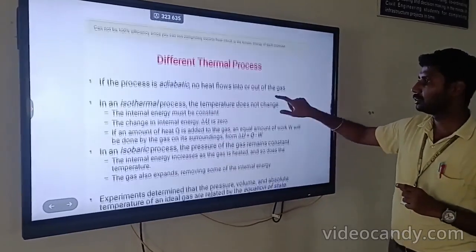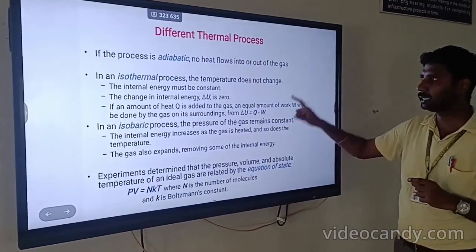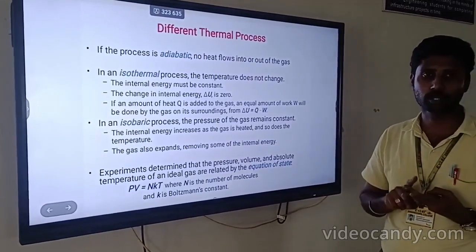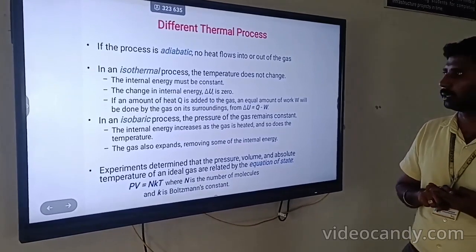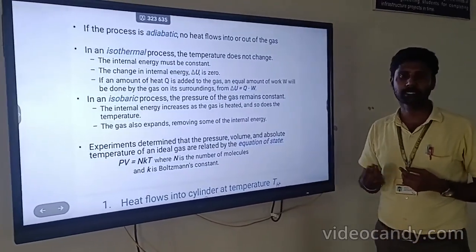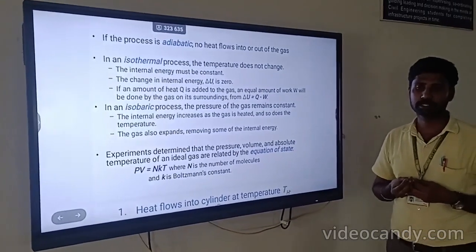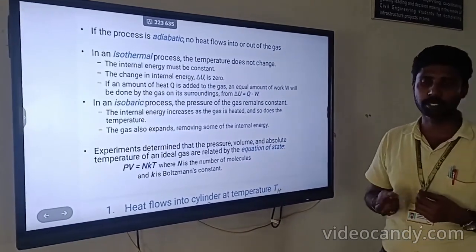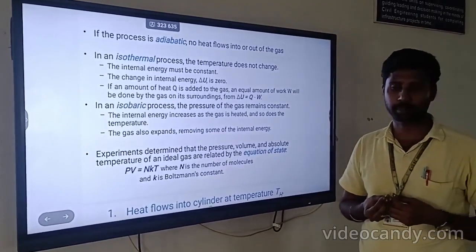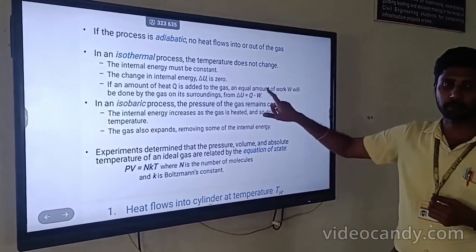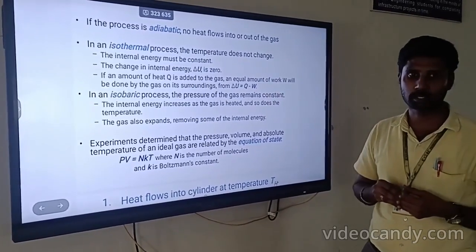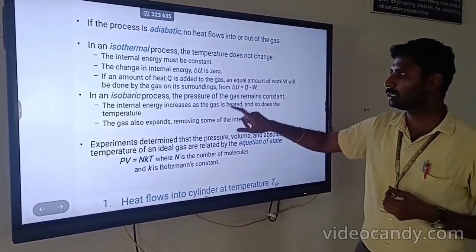What are the different thermal processes available in the Carnot cycle? 2 adiabatic processes are available and also 2 isothermal processes. Isothermal you know very well: here the temperature remains constant, so the change in internal energy equals 0. Already you know the formula, delta U equals m into Cv into (T2 minus T1). Here a constant temperature process acts in the Carnot cycle, so T2 equals T1, that's why delta U equals 0.